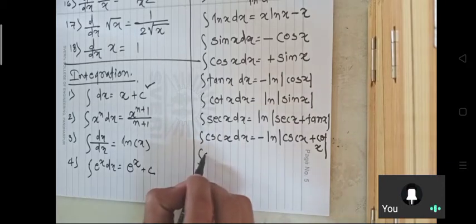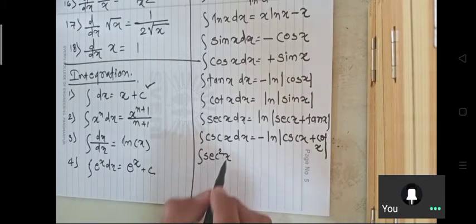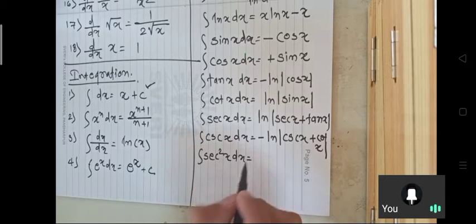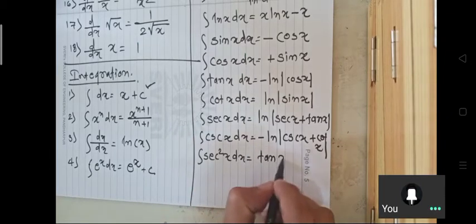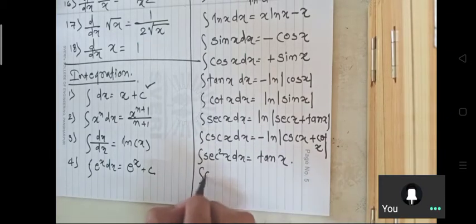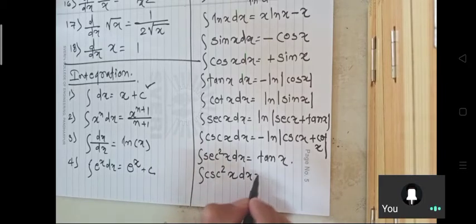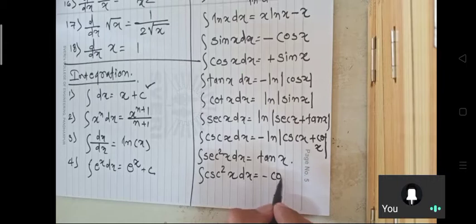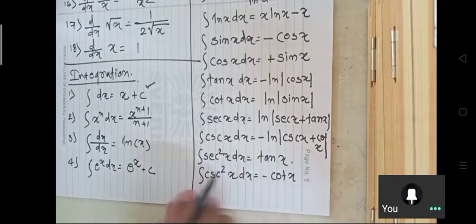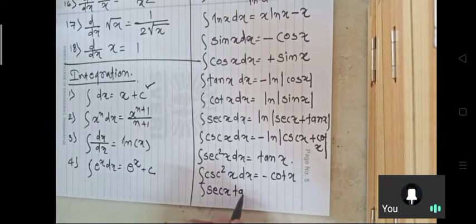Next is sec square x dx is equal to tan x. Next is cosec square x dx is equal to minus cot x. Next is sec x tan x. Sec x tan x is equal to sec x, right?